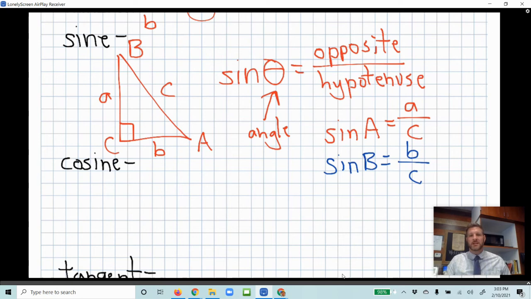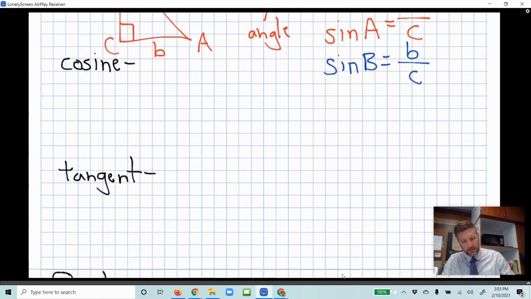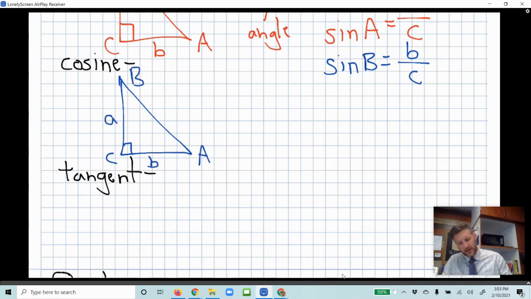So we'll get into detail in this in class. We'll do some examples, but anyway, sine is opposite over hypotenuse. Whereas if we talk about cosine down here, I'll do this one in blue. Set it up the same way. We've got C, B, B. Cosine is equal to adjacent over hypotenuse.